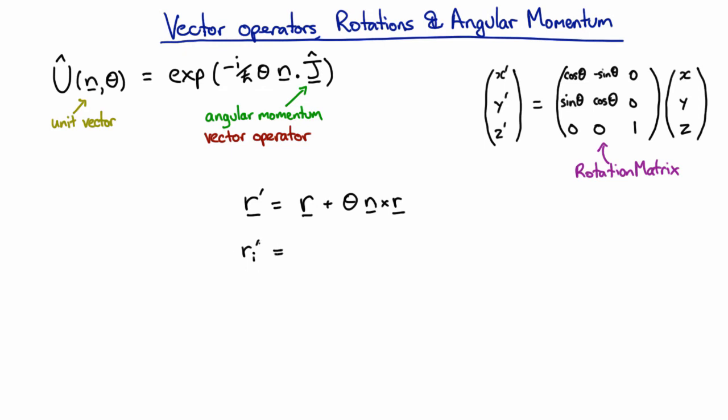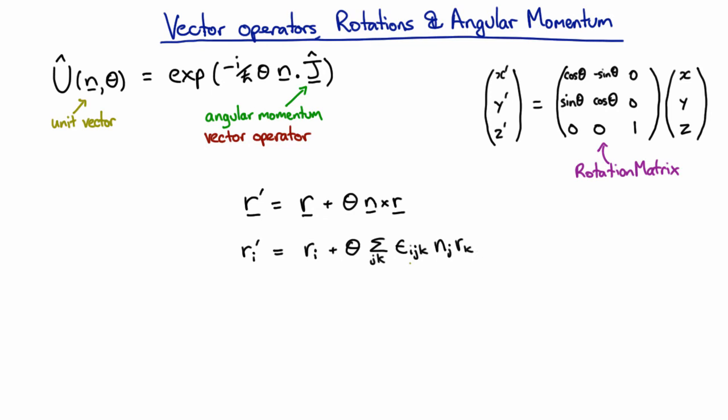So the ith component of this vector here is going to be equal to the ith component of this vector. Nothing strange there. Plus the ith component of this cross product. And the ith component of this cross product can be written as sum over j and k, sum tensor epsilon_ijk n_j r_k.